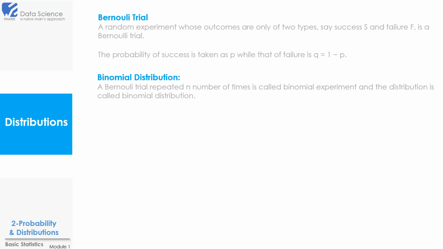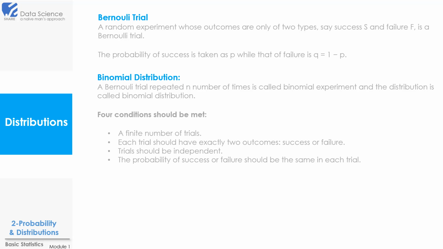Now a Bernoulli trial repeated n times is called a binomial experiment, and the distribution of it is called binomial distribution. Now there are 4 conditions that should be met for a binomial distribution. First, the number of trials must be finite. Second, each trial should have exactly 2 outcomes. Third, trials must be independent. And last, the probability of success or failure should be the same in each trial.